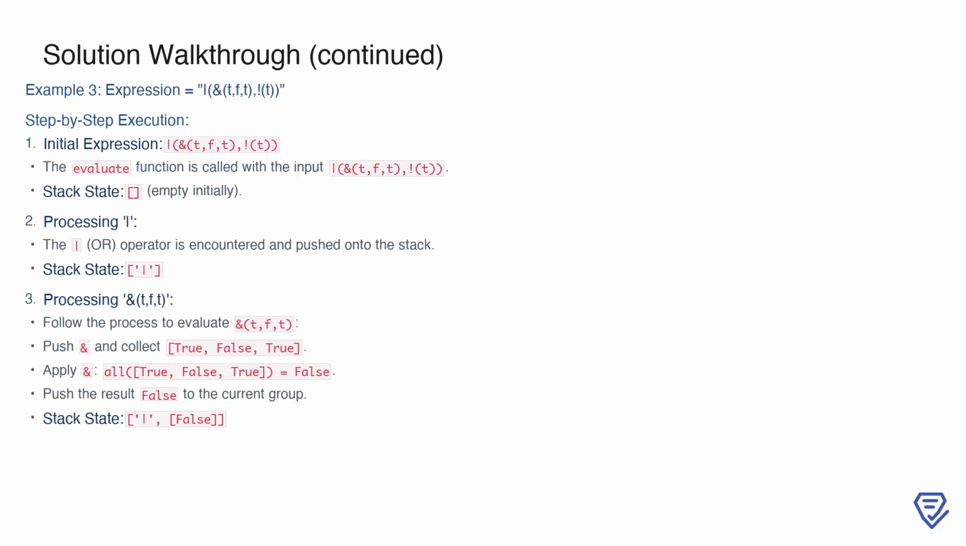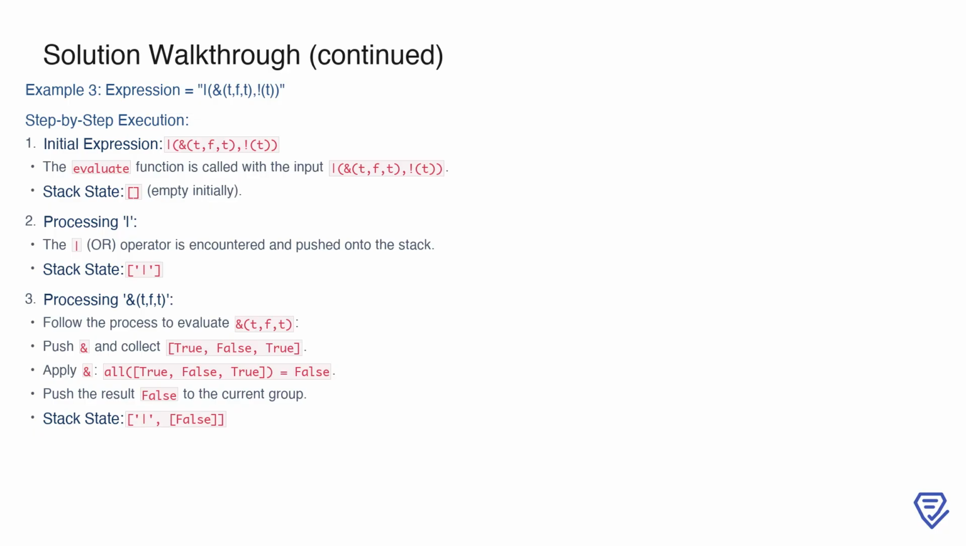In the third example, we evaluate the expression |(&(t,f,t),!(t)). The process begins by calling the evaluate function with this input, and the stack is initially empty. The first character encountered is the | operator, representing an OR operation. This operator is pushed onto the stack.